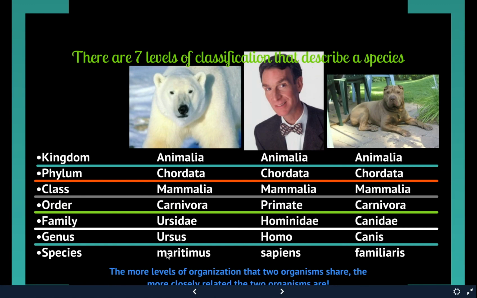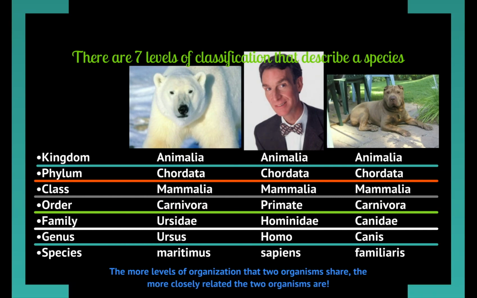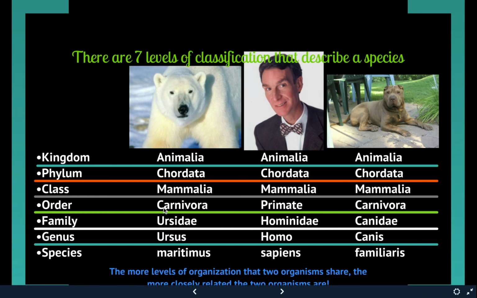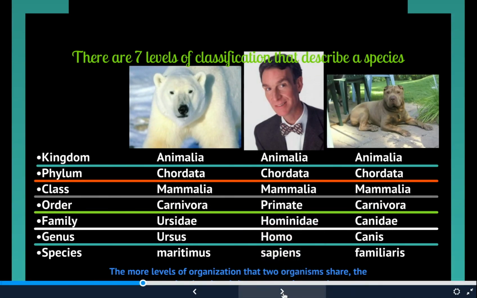The more levels of organization that 2 organisms share, the more closely related the 2 organisms are. So in this picture, who is more related to one another? The bear, the human, or the dog? If you said the bear and the dog are more related, you are correct. Both have the order that's the same, Carnivora, while the human changes and it's the Primate.